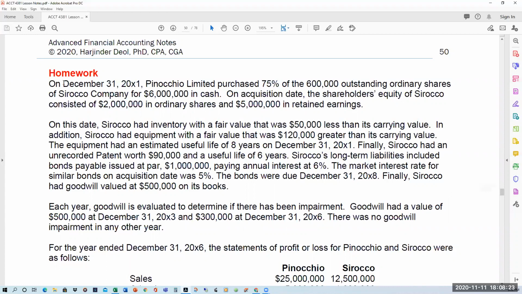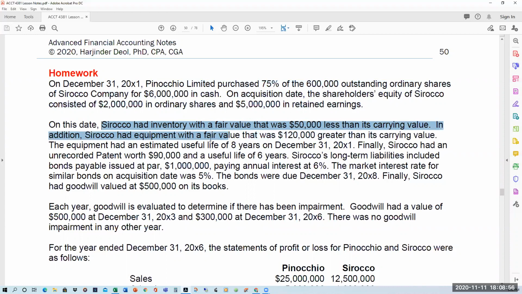So the facts are that on December 31st, 2001, the date of acquisition, Pinocchio Limited purchased 75% of the 600,000 outstanding common shares of Sirocco Company for $6 million in cash. On the date of acquisition, the shareholders' equity of Sirocco consisted of $2 million in common shares, $5 million in retained earnings. On this date, Sirocco had inventory with a fair value $50,000 lower than carrying amount.